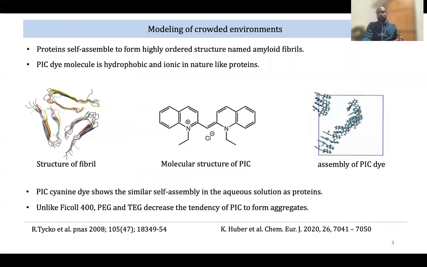In the biological system, the protein folds into its three-dimensional structure, by which the protein becomes biologically functional. However, misfolding of the protein leads to a highly ordered structure known as the amyloid fibril, and the whole process is known as amyloidogenesis.